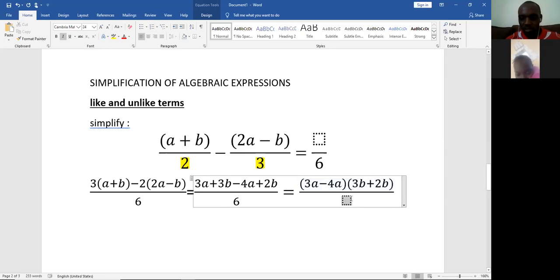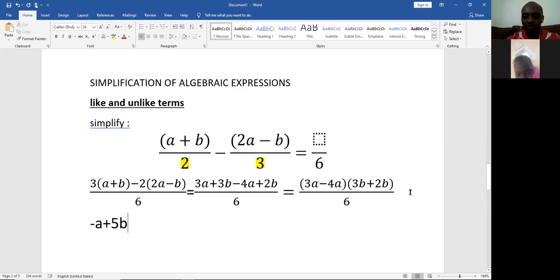Definitely it's over 6. Okay. So I enter here. So I say 3a minus 4a. What is 3 minus 4? 3 minus 4, the answer is negative 1. So it's going to be negative a. Okay. And then I have 3b plus 2b. The answer there is 5b.